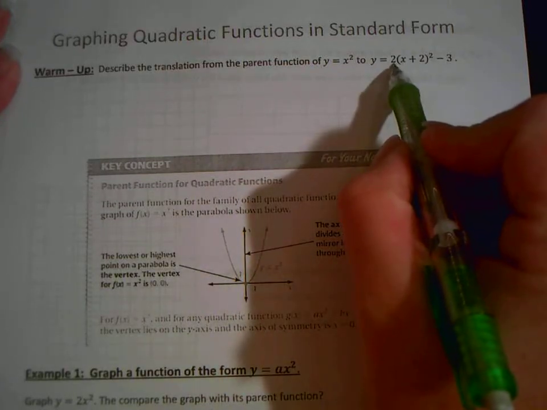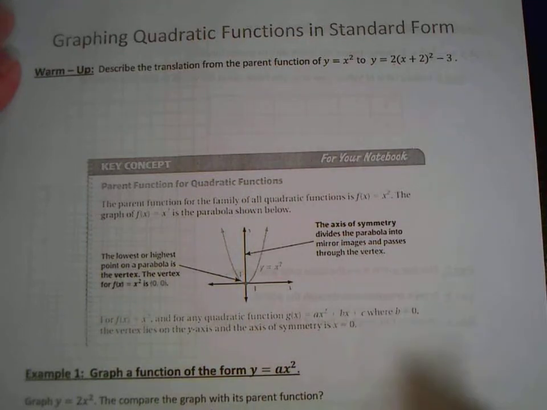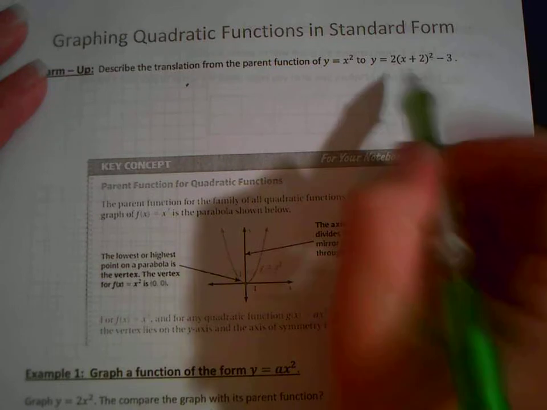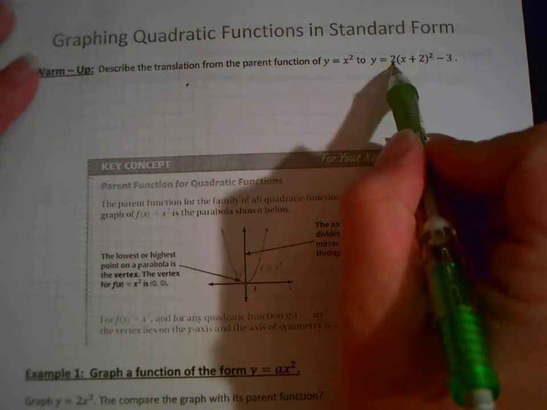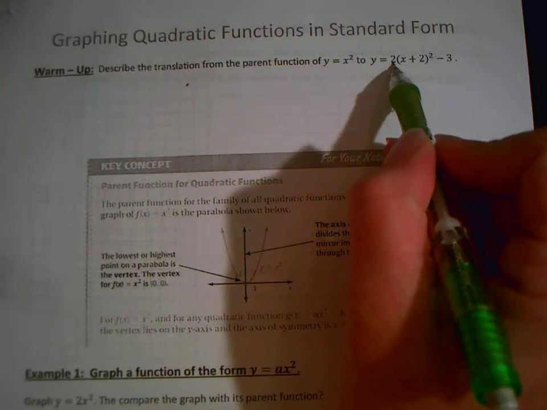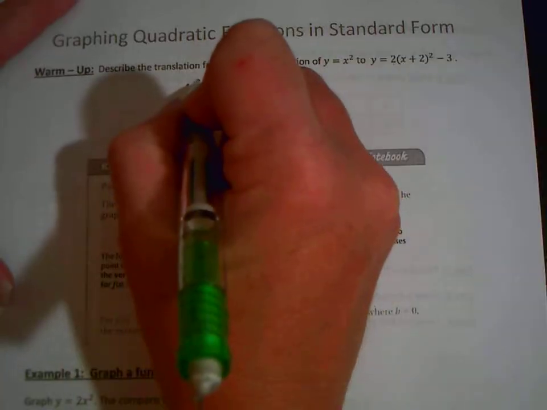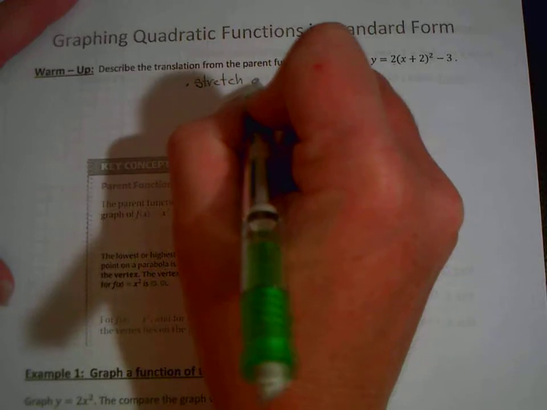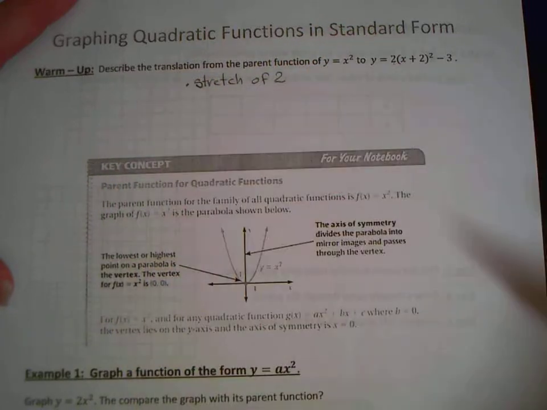All right, this 2 right here out in front would be considered our A. And if you remember back in chapter 2, this would be a stretch or a compression. Now, this is not a reflection, because remember, a reflection is a negative out front. So this would be a stretch or a compression. Since it's 2, which has a value greater than 1, that would be a stretch. And if you remember, a stretch is going to make it taller and skinnier. So this is a stretch of 2.